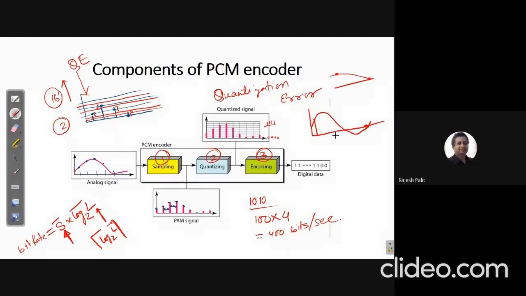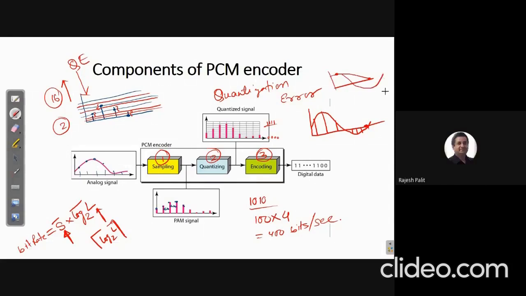Yes, sir. The original analog signal, right? But if you take more samples, say one is here, another is here, another is here, another is here, another is here, then you will be able to capture the signal.